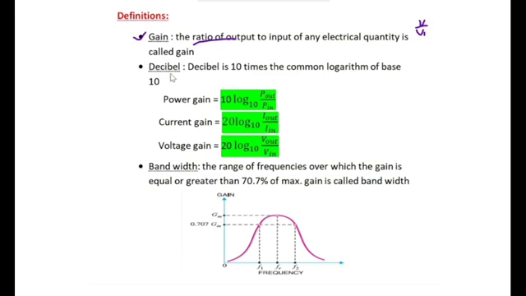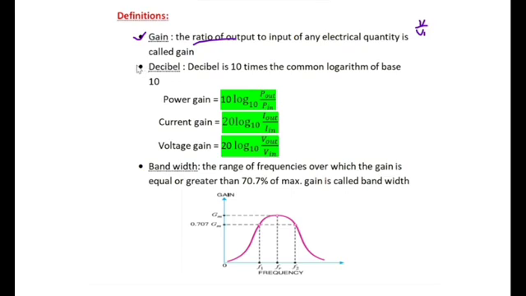And what is decibel? We know that gain is expressed in decibels. Gain has no units because it is a ratio, and to represent the gain we use decibels. Decibel is nothing but 10 times the bel, where the bel is the common logarithm with base 10. That is what decibel means.